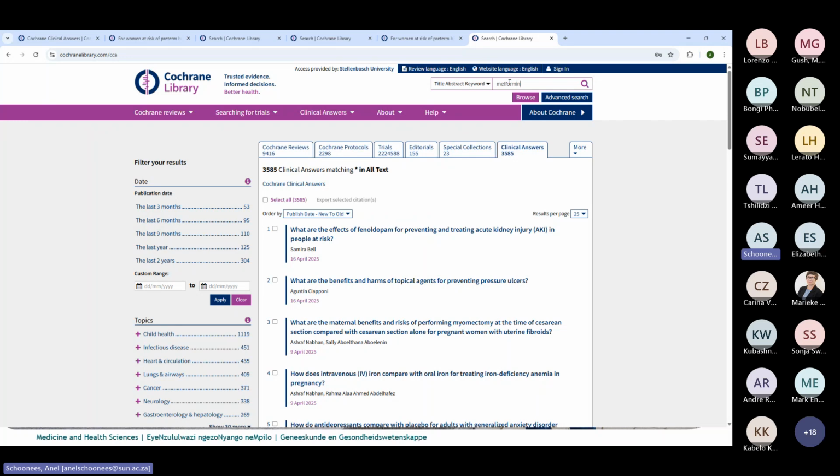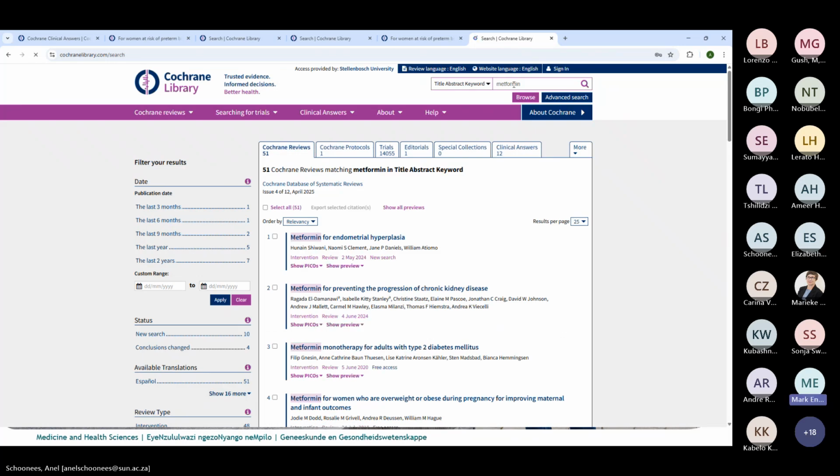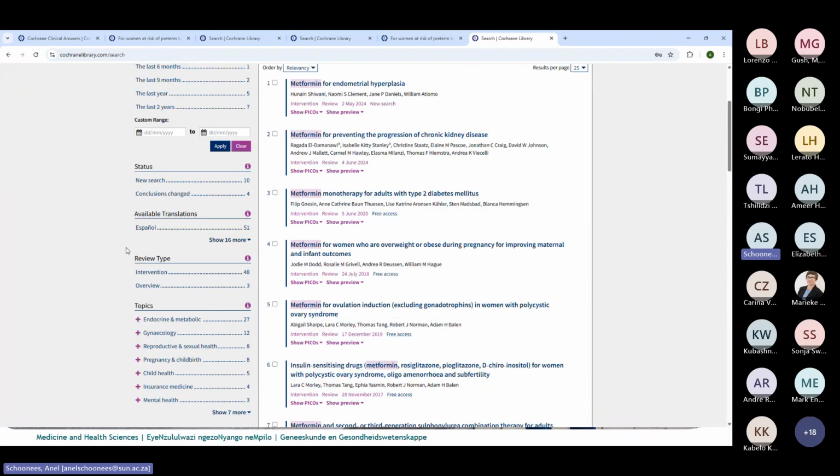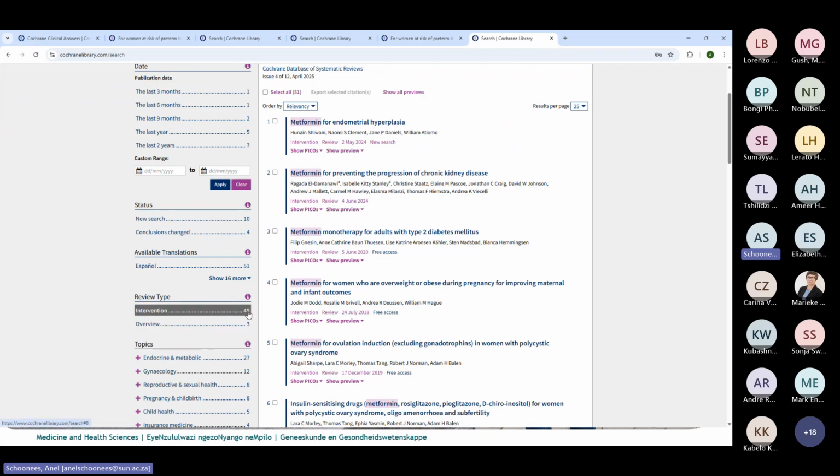So let's look at metformin as an example. Right, so for metformin, there are 51 Cochrane reviews. And then I'm still getting to answer the question about using the filters. So here we can, let's see if it works. If we, for example, we can see out of the 51 Cochrane reviews on metformin, 48 are intervention questions, and there's actually 3 in overviews.